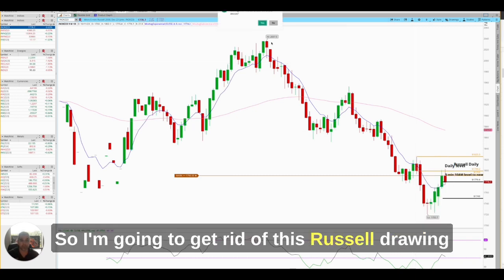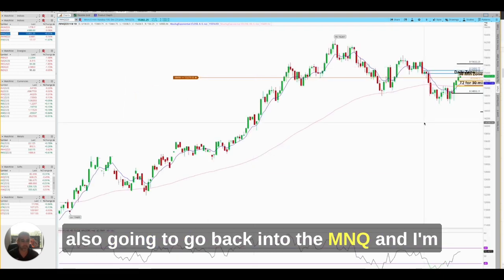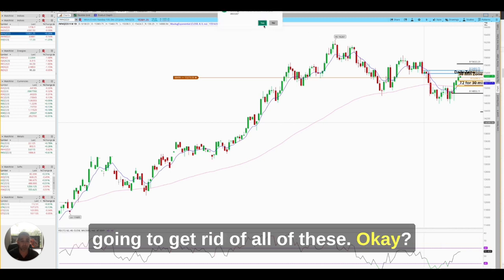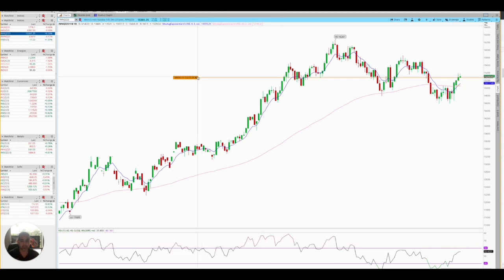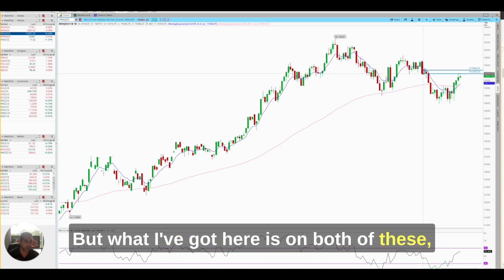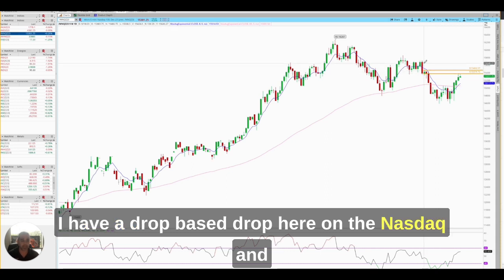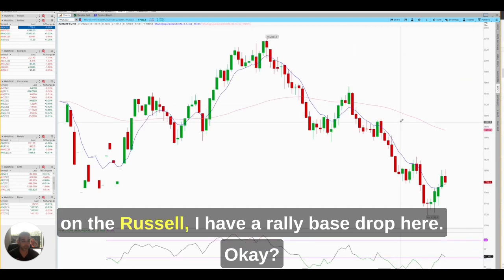So I'm going to get rid of this Russell drawing, and I'm going to get rid of that. And I'm also going to go back into the MNQ, and I'm going to get rid of all of these, okay? And I'm going to get rid of that because I can redraw them. But what I've got here is on both of these, the NASDAQ and the Russell, I have daily levels. I have a drop-based drop here on the NASDAQ, and on the Russell, I have a rally-based drop here, okay?